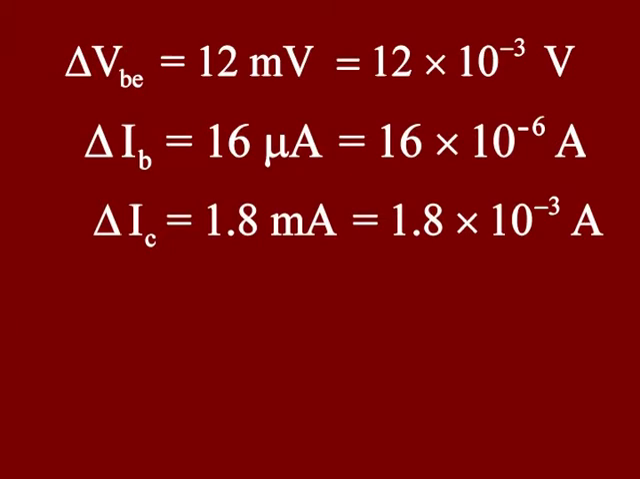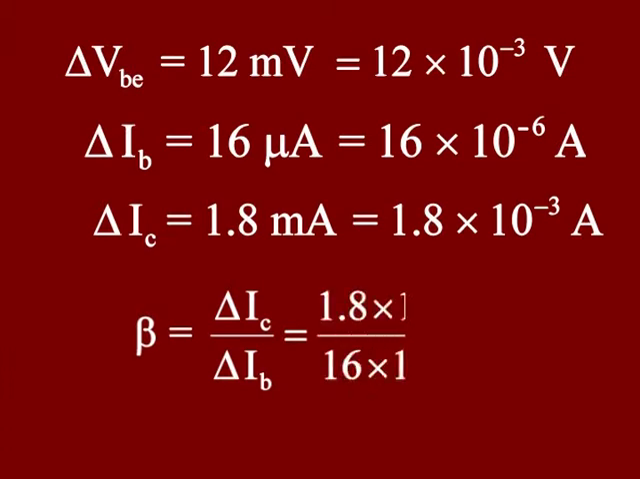Now, to calculate the current gain, we have beta equal to delta IC upon delta IB equal to 1.8 into 10 raised to the power minus 3 upon 16 into 10 raised to the power minus 6, which turns out to be equal to 112.5.